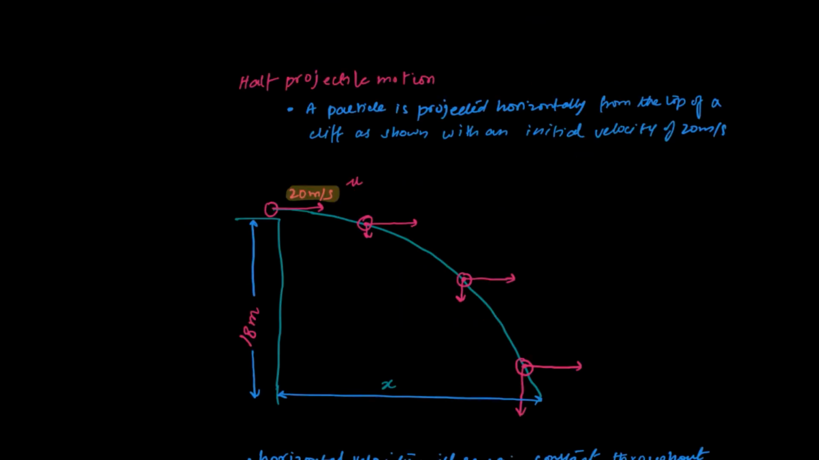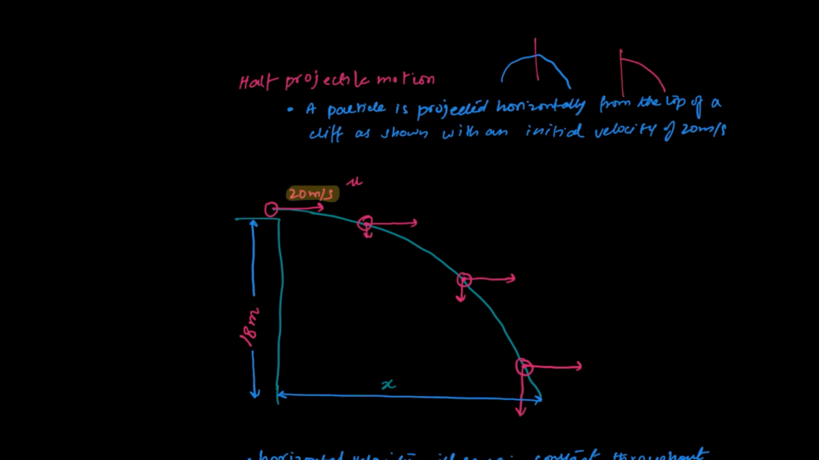Okay, so this is the last part of kinematics, and it is half projectile motion. It says that a particle is projected horizontally from the top of a cliff as shown, with an initial velocity of 20 meters per second. As you can see, the diagram is new. Okay, what is half projectile motion? Originally, we learned that a projectile motion is something like this. So half projectile motion, as the name itself suggests, would be the half of it. So something like this.